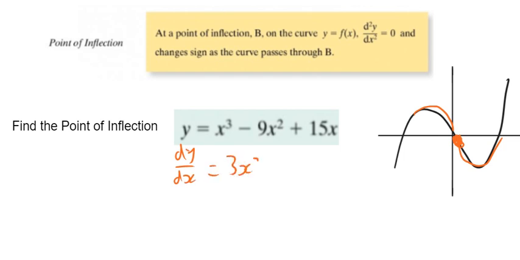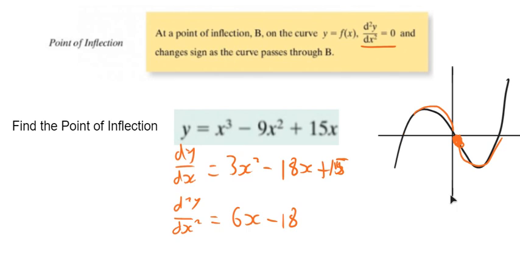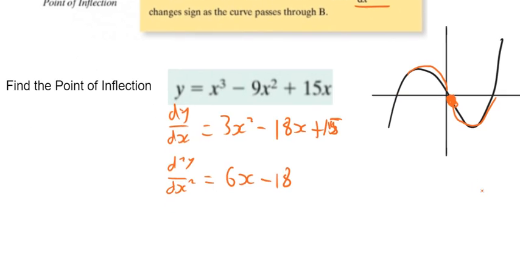So that would be 3x squared minus 18x plus 50. Then I'm going to differentiate it again. So d2y/dx squared, and that would be 6x minus 18. And then the rule up here says that I'm going to let it equal 0. So I'm going to let that be equal to 0 and just solve it.